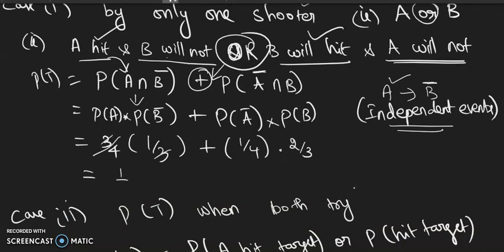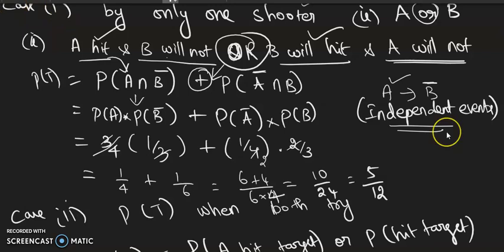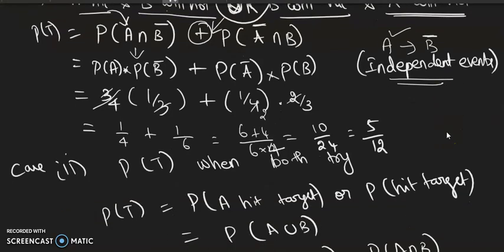3 and 3 will get cancelled. 1 by 4 plus 2 and 2 will get cancelled, 1 by 6, and you have to just take the LCM. 6 plus 4 by 6 into 4. Sorry, 6 into 4. So this is the answer. I have simplified, and then we have got 10 by 24, and then I have simplified that to 5 by 12. So now again I have to find the probability of hitting when both of them try.